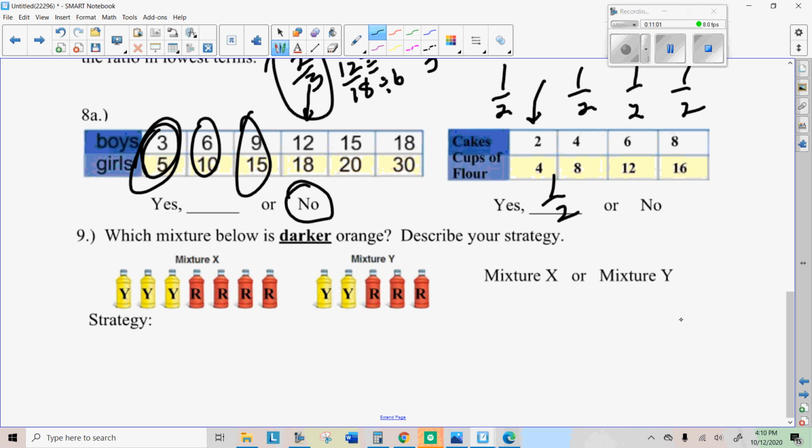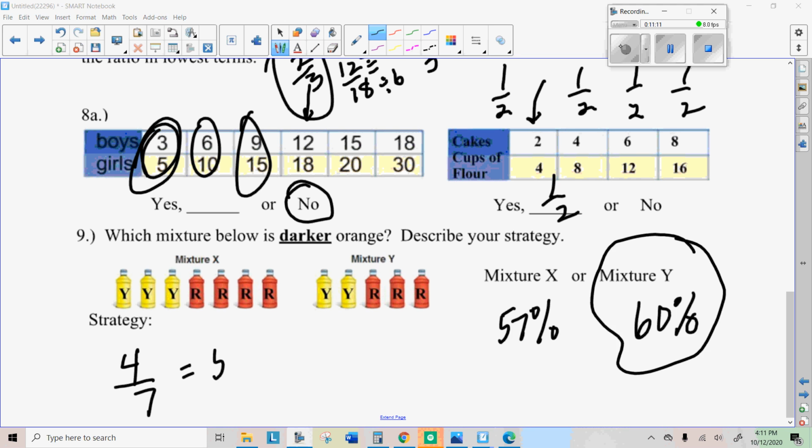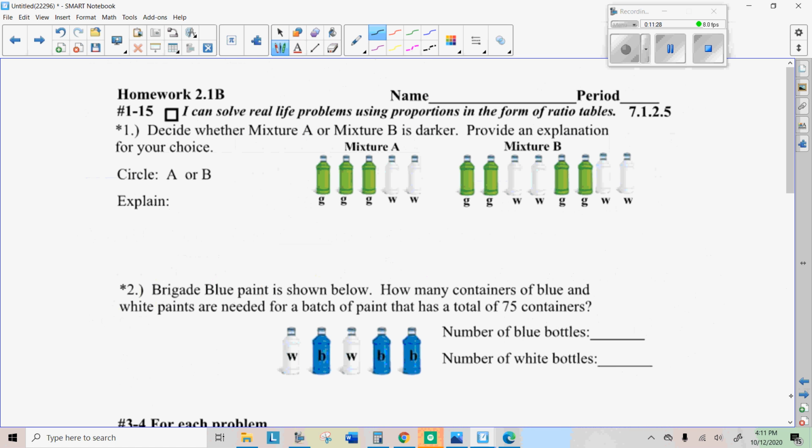All right, so let's do one more problem, see how you do, and then that should do it for this lesson. So pick out which do you think is the darker orange and show your strategy. I was thinking that mixture Y is going to be the darker orange. It's going to be 60% orange. All right, that should do it here. You should be able to go ahead and do some of these problems, and we'll talk to you soon.